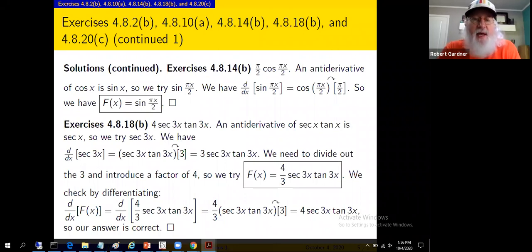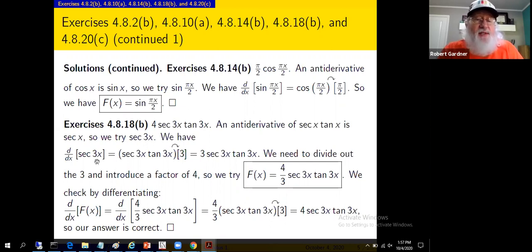Similar to what happens in the next one. They want an antiderivative of 4 secant 3x tangent 3x. All right, well, an antiderivative of secant tangent is secant. Derivative of secant is secant tangent. So let's try secant. Let's try secant 3x, because these two functions have 3x in them.